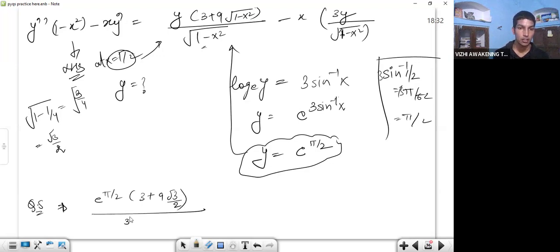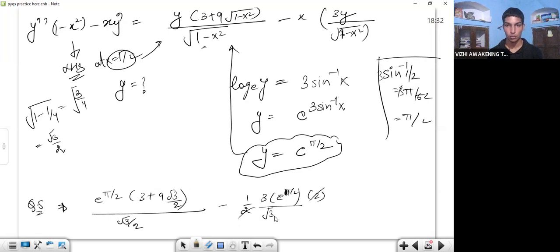upon 1 plus, that is also root 3 by 2, minus x is what? Half. 3 y is what? E raised to power pi by 2 upon square root of 1 minus x square, which is what? Root 3 by 2. 2 goes up, so 2 cancels 2. Root 3 cancels 3 by root 3. And let's solve it further. So after taking LCM here, it will come 2 and it will become 6 here.